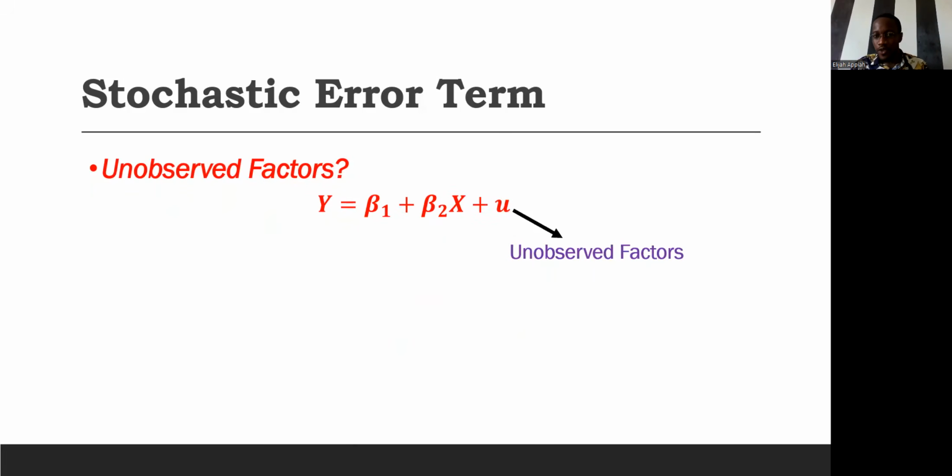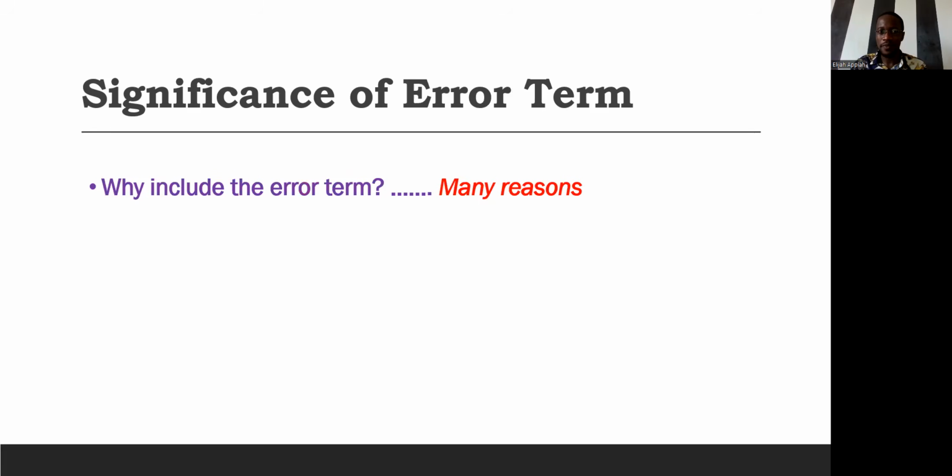We have been hearing the term u parameter, which is the unobserved factors. So in a typical econometric model, we said that the u represents unobserved factors. In fact, we can also call it the error term or the disturbance term in the econometric model. How is it an error term? Why is it a disturbance term? Why do we even have to include these in regression models? So the significance of the error term stands for many reasons.